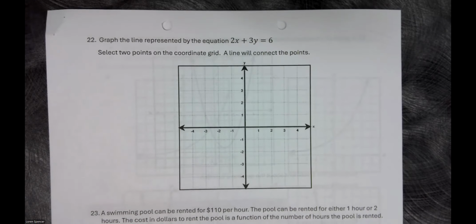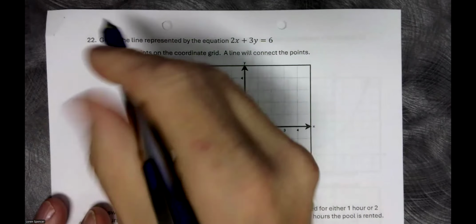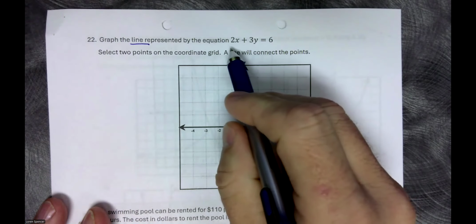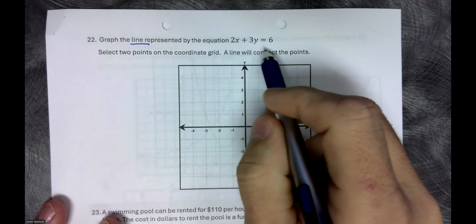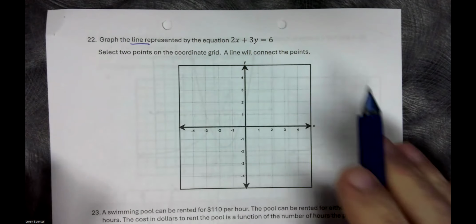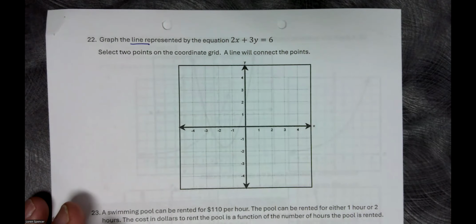So it says graph the line. That's a key word because we know it's going to be a straight line that we're graphing by the equation 2x plus 3y equals 6. Now I'm going to approach this problem from two ways. There's probably more ways than that, but I'm going to look at it two different ways.